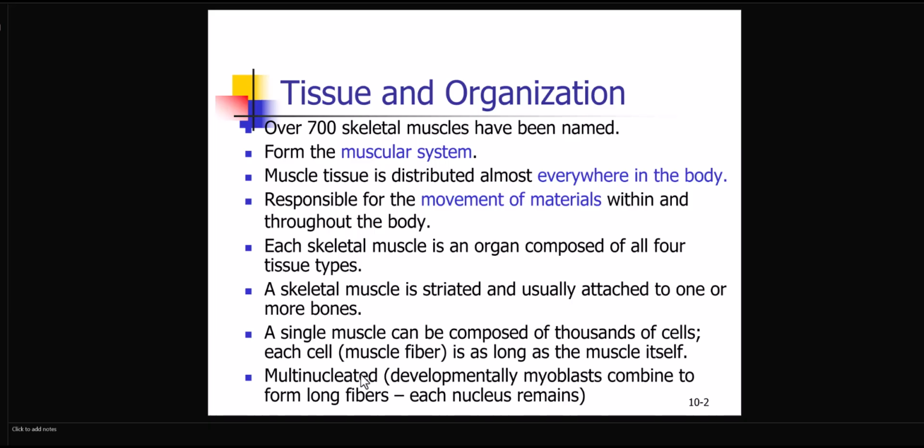And recall that skeletal muscle is multinucleated, simply meaning that those myoblasts, that word should make sense to you, the cells that make the muscle initially, all combine end to end into those long fibers. And for reasons that I'm not sure about, the nucleus is maintained. And so that's why we see multinucleated skeletal muscle cells.